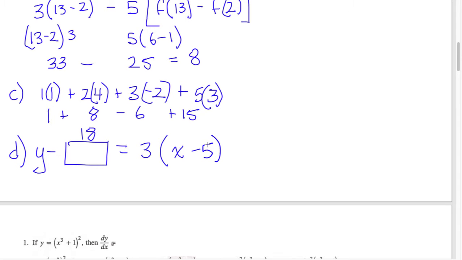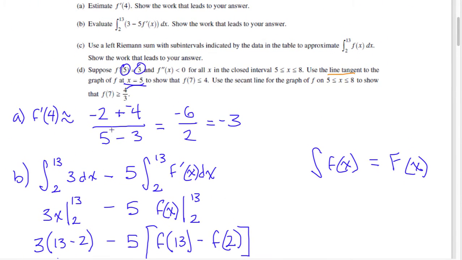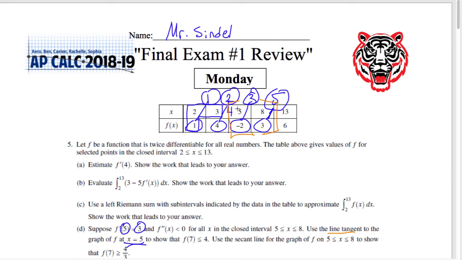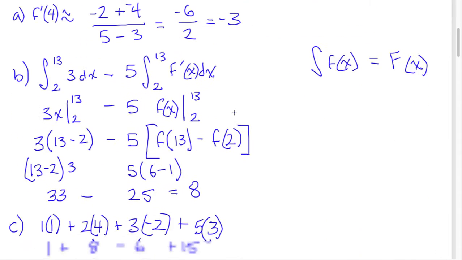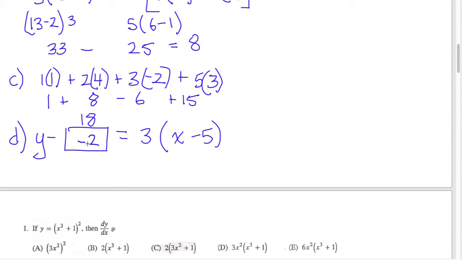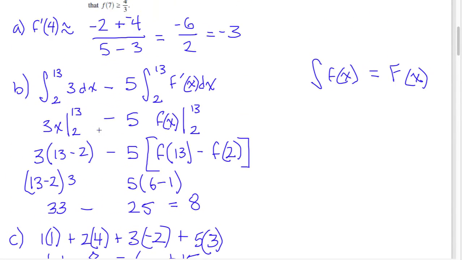x minus 5, and then we need to find the y-coordinate. I just need to plug in: when x is 5, y is -2, just using the table. So y minus negative 2 is going to be y plus 2. All right, what do we need to do with this?